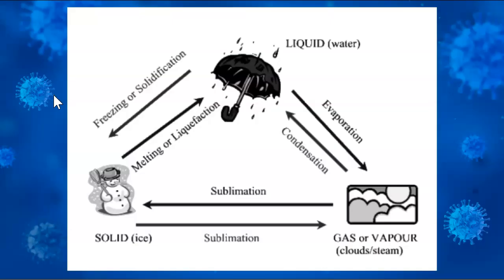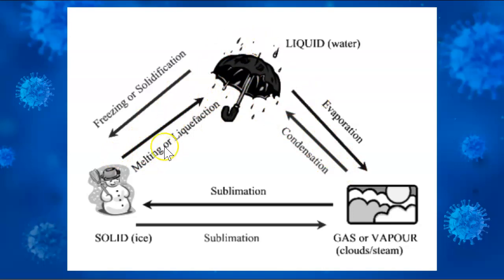Now, this is an image, or you've seen images similar to this before. So this shows the ways that matter can change states. So we can go from a solid to a liquid, and that's called melting or liquefaction. We can go from a liquid to a solid, and that's called freezing or solidification. We can go from a liquid to a gas, that's called evaporation, or we can go from a gas to a liquid, and that's called condensation. And these are pretty common, all right?